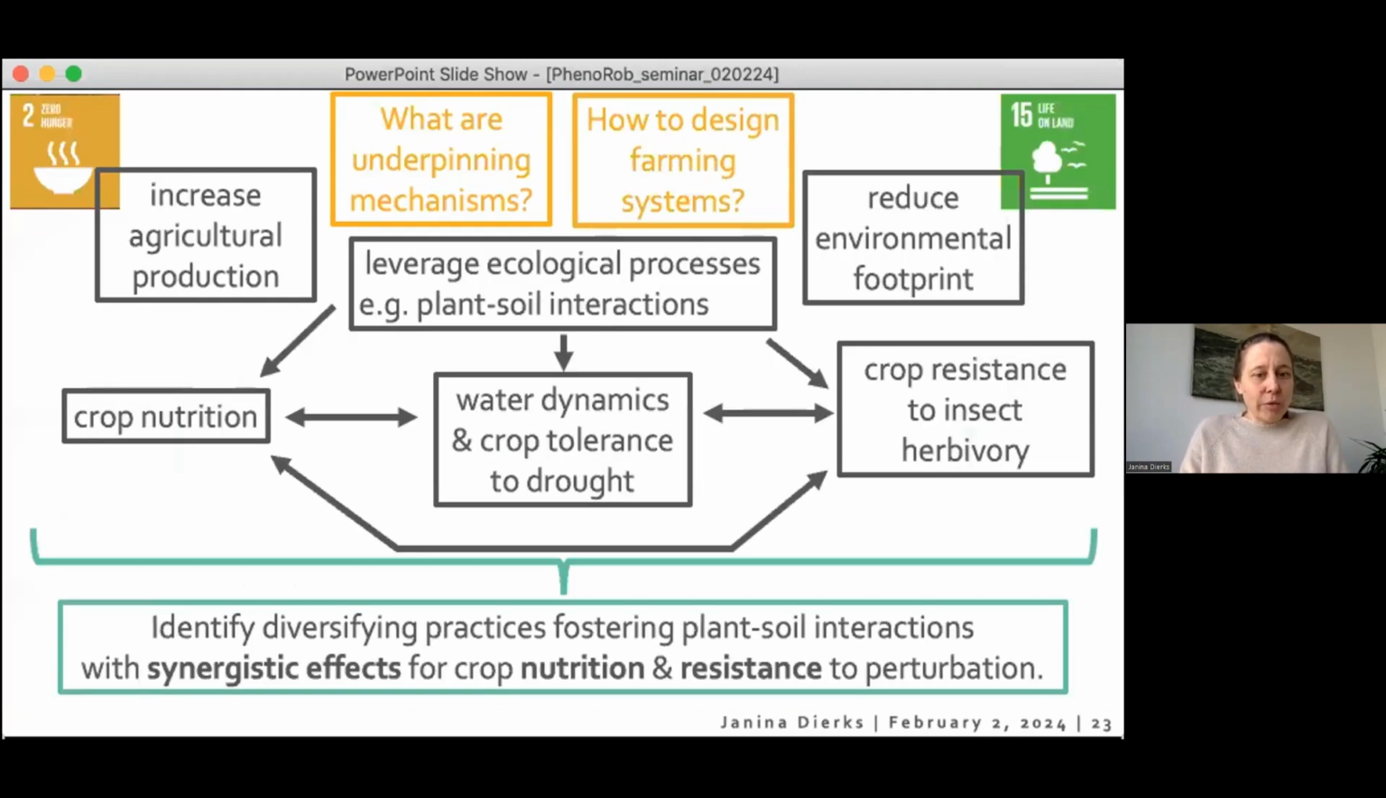So now just a quick recap. With my research, I strive to better understand and learn how to manage plant-soil interactions for greater crop nutrition, tolerance to drought, and resilience to pests, and as such take a holistic approach to attain sustainable crop production. And altogether with my work, I aim to help work towards attaining food and nutrition security, as well as reducing the environmental footprint of agriculture.